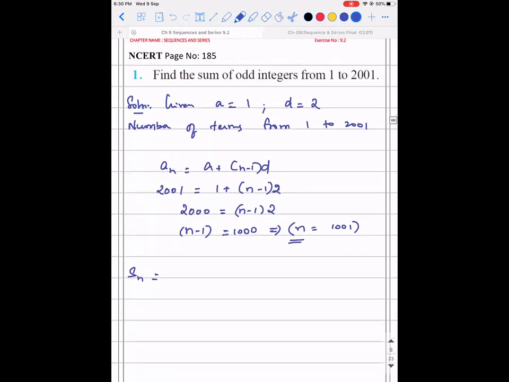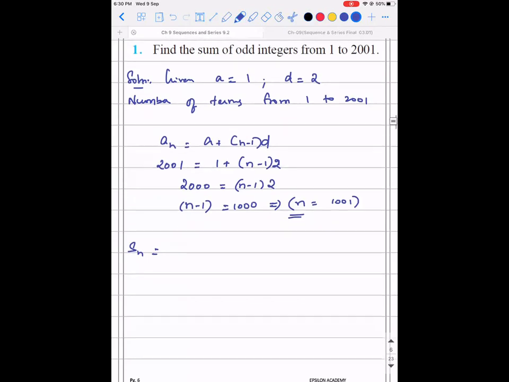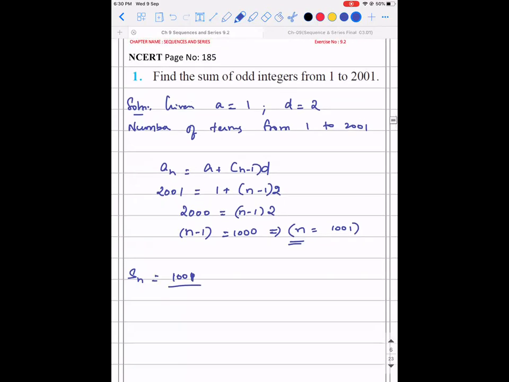We need to find the sum of odd numbers from 1 to 2001, which means 1 and 2001 are to be taken. So read the question carefully, okay? If they say between, then 1 and 2001 should not be included. You should start with 3 and you should stop with 1999.